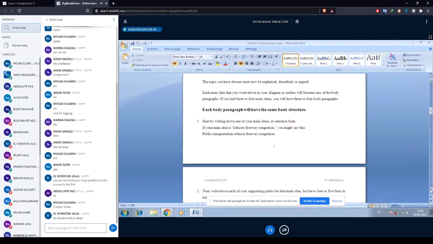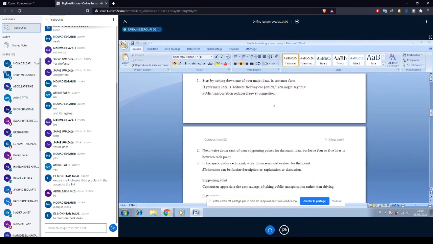So start by writing down one of your main ideas in sentence form, and this is what is called the topic sentence. If your main idea is reducing freeway congestion, as we have seen with public transportation, you might say this: public transportation reduces freeway congestion. Simply, this is a topic sentence. This is a fact, and then you start by explaining how, for example.